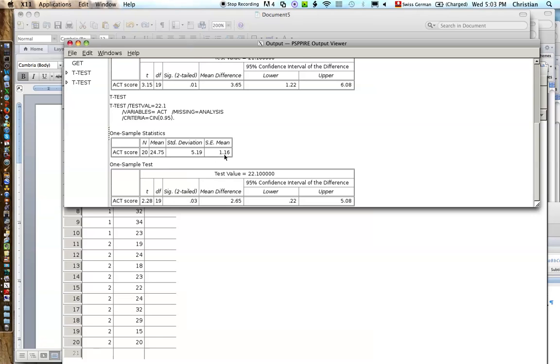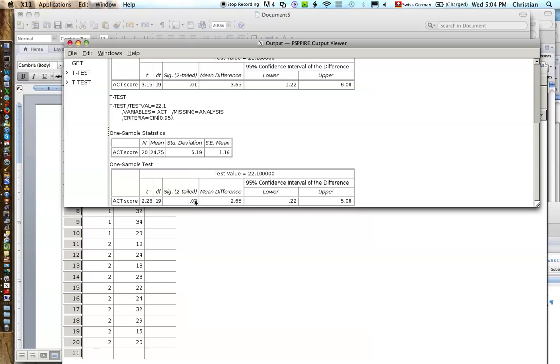Everything else here, the sample statistics, is the same. We didn't change anything there. But now we compare the one sample t-test to 22.1. So the mean difference is now 2.65. Remember, earlier it was 3.65 up here. The t-value is thus also a little bit lower, 2.218, still the same degrees of freedom, and now the significance is 0.03.